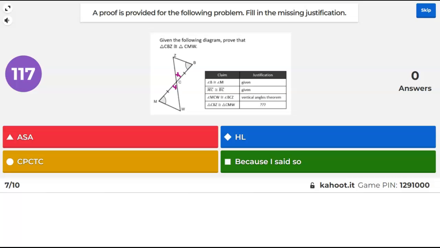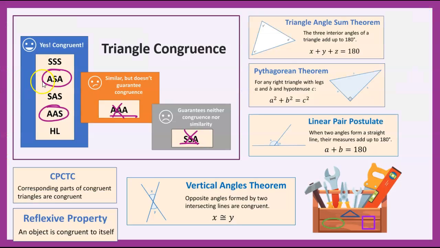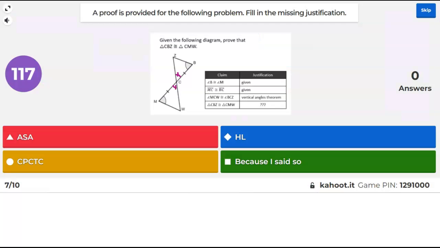Is that a valid congruence postulate? Right there, angle, side, angle, it sure is. Remember, included side or included angle is included in our valid congruence postulates. So angle, side, angle was our rule here, and that's the answer. Obviously not this one. Hypotenuse leg is only valid for right triangles. We don't have any right angles marked here, so that one couldn't be it.